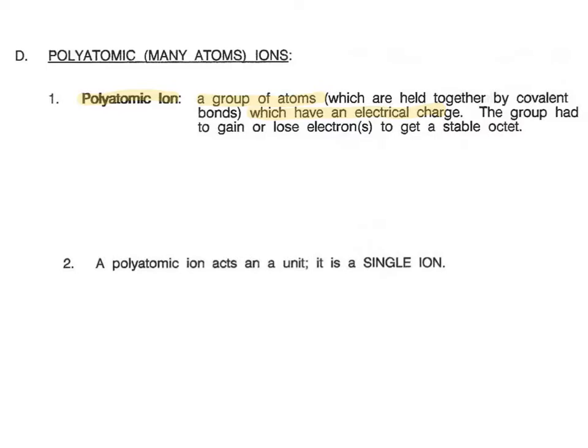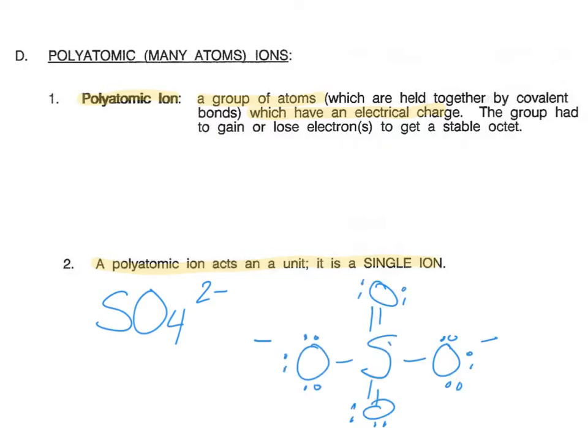So polyatomic ions are a single unit and act as if they were a single ion. So while the whole thing says a 2 negative at the end, that means not every single atom has 2 negative charges, but the whole group would be a 2 negative. So let's look at that in the next section.